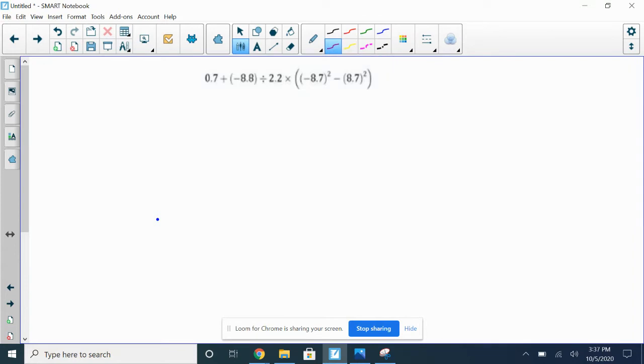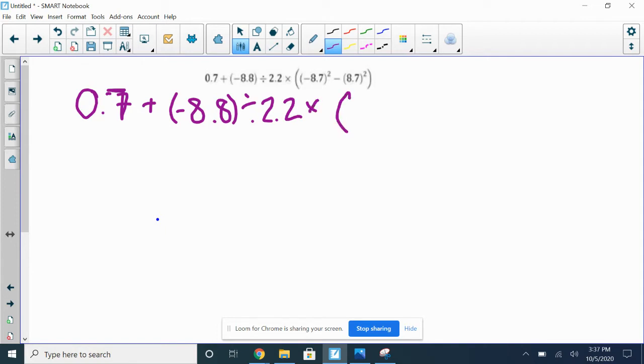I have 0.7 plus parentheses, and in this case this parentheses is just to tell us this 8.8 is negative, divided by 2.2 times big parentheses, negative 8.7 squared minus 8.8 squared. Close parentheses. All right.